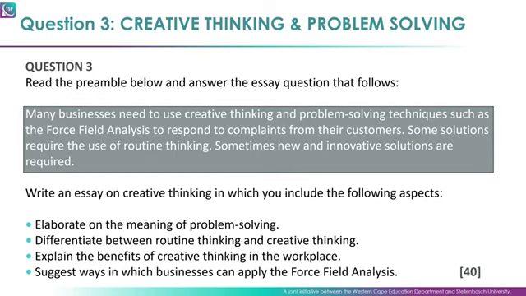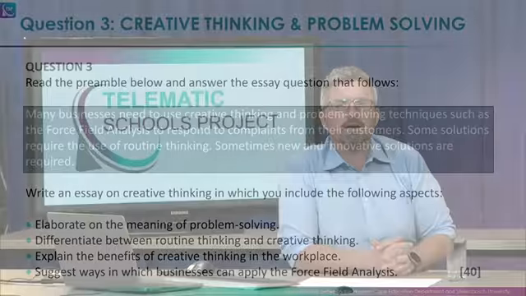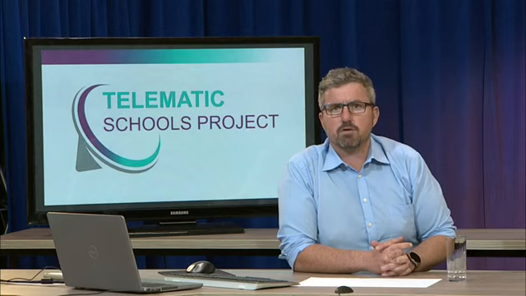Now you'll see the required 4 bullets or 4 questions that will be required. So those would be your subheadings. It says write an essay on creative thinking in which you include the following aspects. Elaborate on the meaning of problem solving. Differentiate between routine thinking and creative thinking. Explain the benefits of creative thinking in the workplace. And then suggest ways in which businesses can apply the force field analysis. So you can see the different types of action verbs in front of you there: elaborate, differentiate, explain, and suggest. So by now you should identify or realize the type of answer that we're requiring from you.